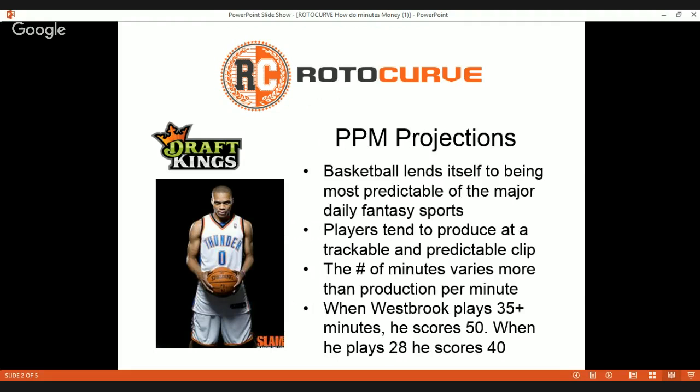Therefore, if you have a guy who normally gets you 1 or 2 fantasy points per minute, or a half a fantasy point per minute, or 3/4 of a fantasy point per minute, if he plays 10 or 15 minutes at half a fantasy point per minute, he's going to get you 5 to 7 points. If he plays 30 minutes, he's going to get you 15. If he plays 40 minutes, he's going to get you 20 if he scores half a fantasy point per minute.